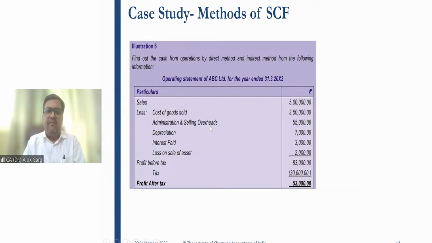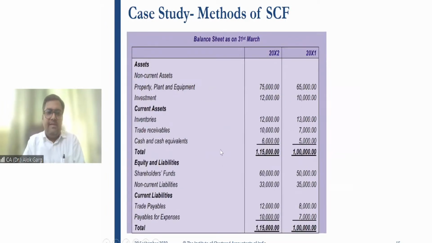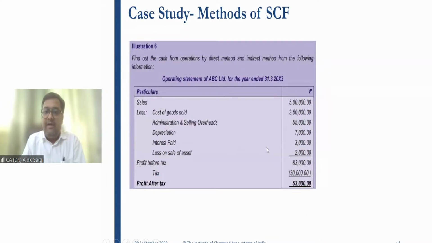Now, friends, let's go to the P&L again. So this sales we have covered, this cost of goods sold we have covered. Now there are overheads of 55,000, right? And let's look at the payable for expenses. It is written there that the payable opening was 7,000, closing is 10,000. It means even the expenses which we have incurred in this year, we have not paid in full. So 7,000 was my opening creditor, closing balance was 10,000, and the 55,000 is during the year expenses.